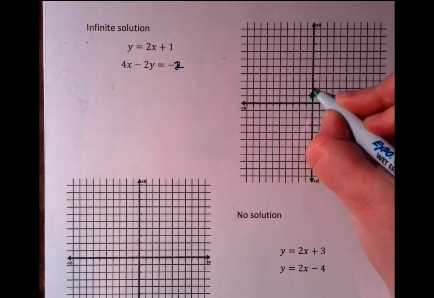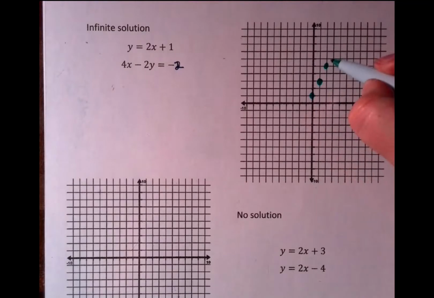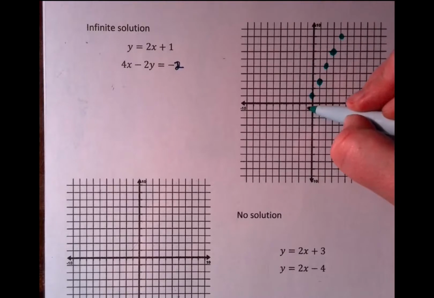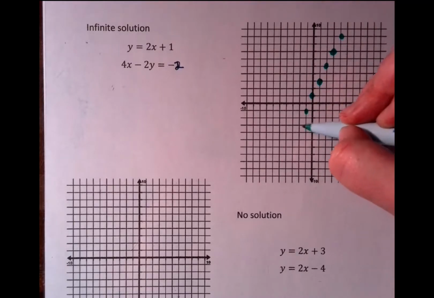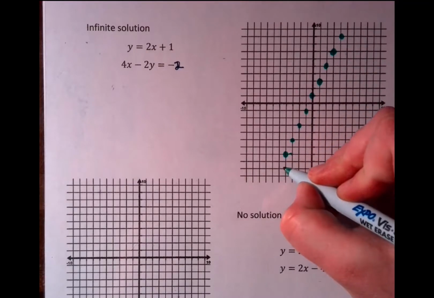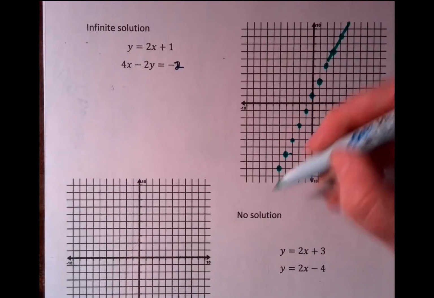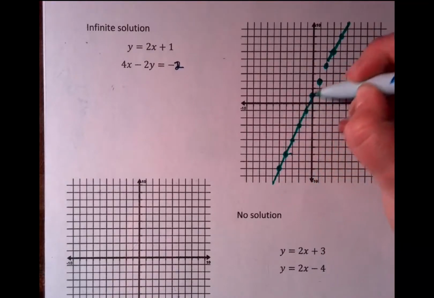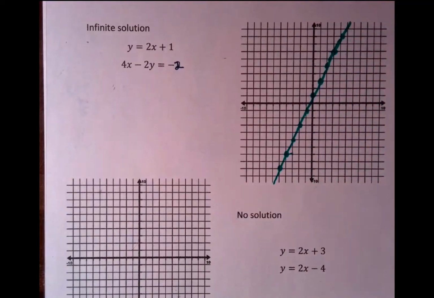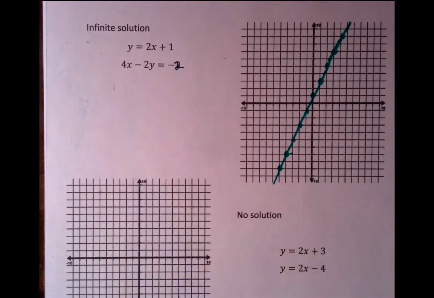So I start at 1, then I go up to right 1, down to left 1. And I do make sure, again, guys, make sure you're doing a lot of points on that first line. Now the second one is not in slope-intercept form, and I need to put it into slope-intercept form.